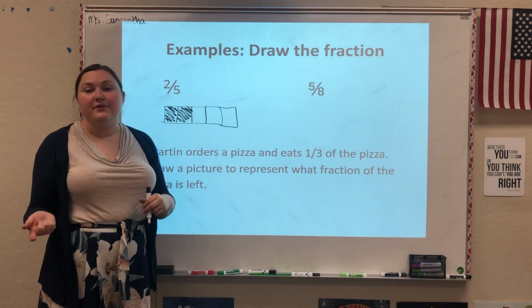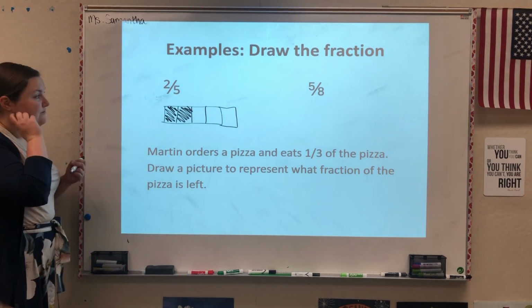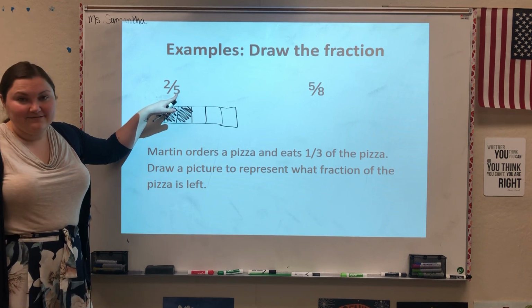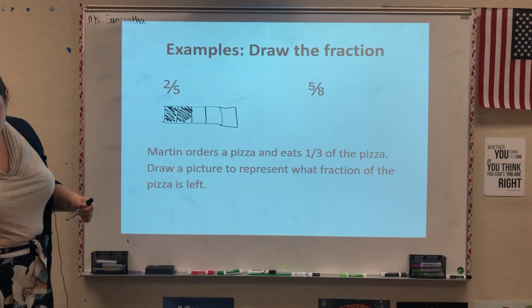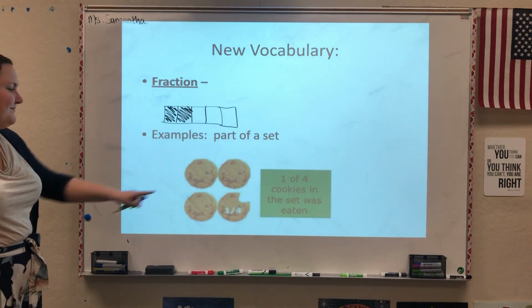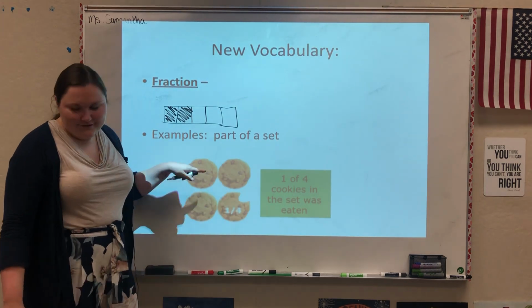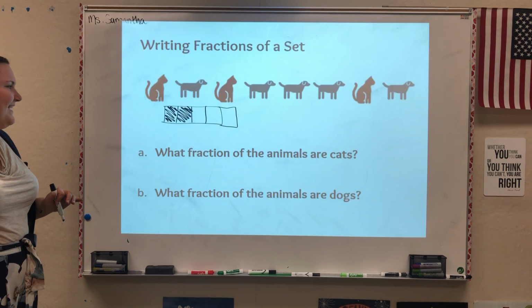Now remember, there's another way you could write a fraction. You could have a fraction of a set. So a different way you could do this, if you want to show 2/5, is you could draw 5 of something and then show that you've got 2 of those 5 things in the set. So thinking back to the cookies, 1/4 of the cookies would be 1 cookie out of the 4 cookies. We could do something like that.